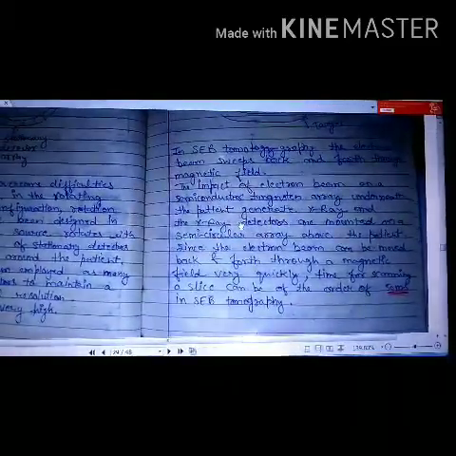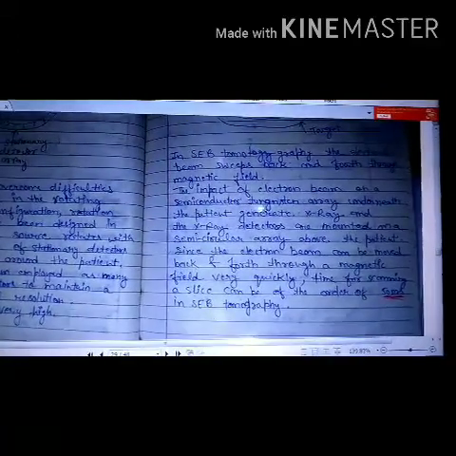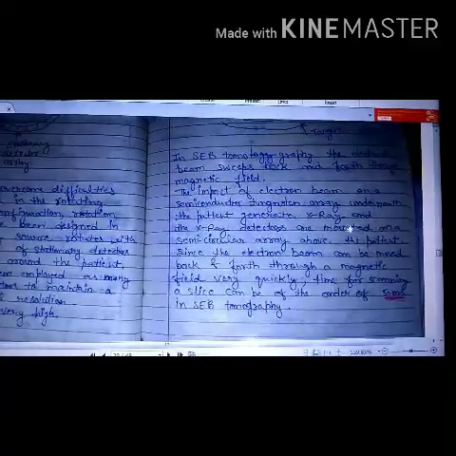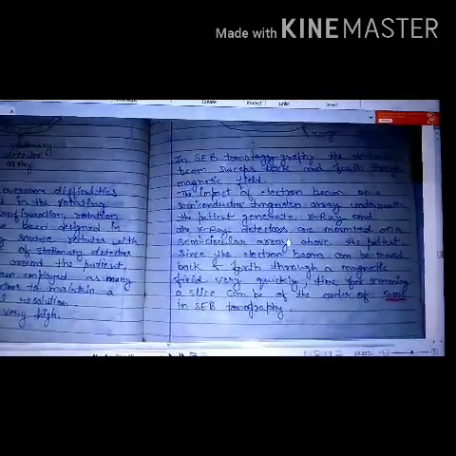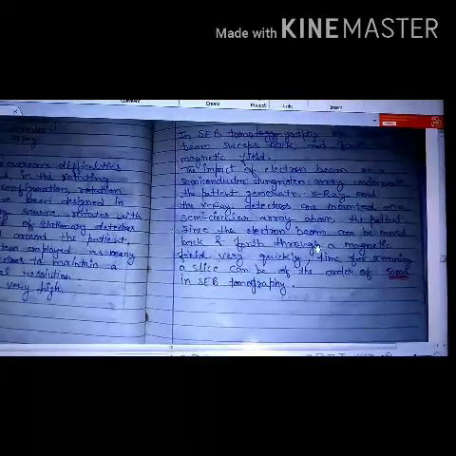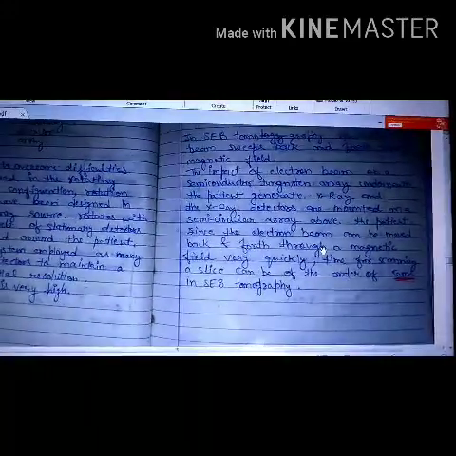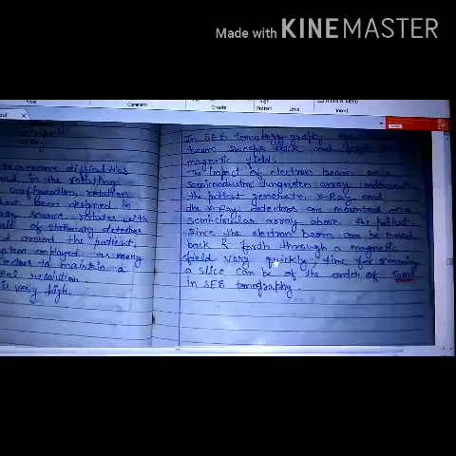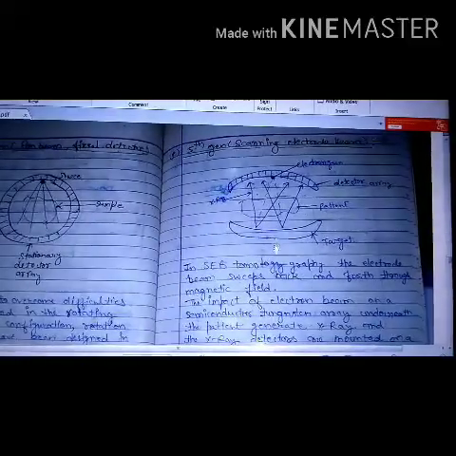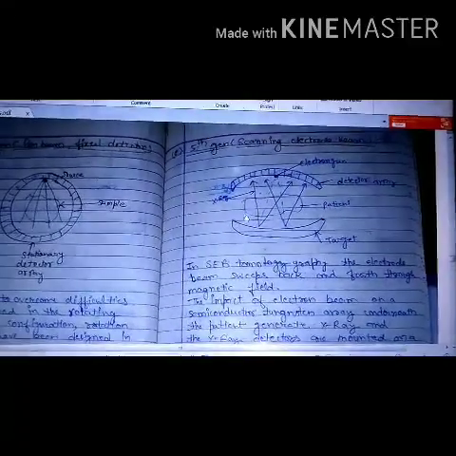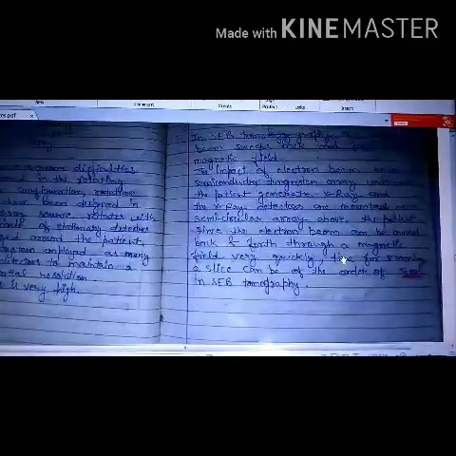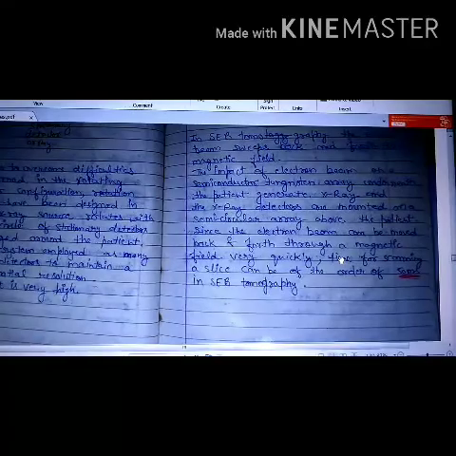Now the impact of the electron beam on the semiconductor tungsten array underneath the patient generates X-rays, and X-ray detectors are mounted on the semicircle array above the patient. Since the electron beam can be moved back and forth through the magnetic field very quickly, the time of scanning a slice can be of the order of 50 milliseconds. Because of the magnetic field, these electron beams can be steered to generate X-rays. Therefore the scanning time of such a machine is of the order of 50 milliseconds.